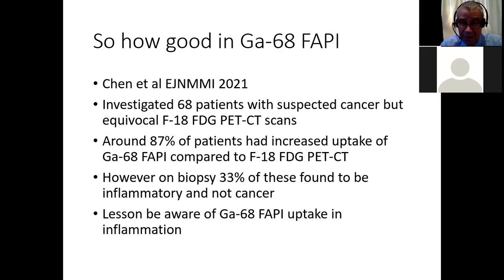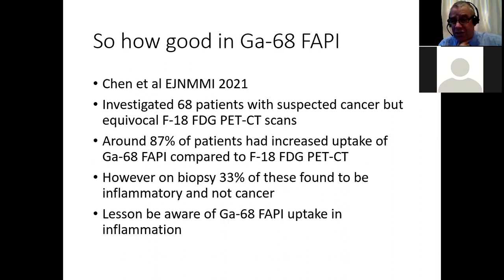However, the big problem here is that fibroblasts are deeply involved in inflammation. And FAPI was invented about 10 years ago as an inflammation agent. So you still can't rely on FAPI alone; you would still need to do a biopsy. And about a third of these patients were found to have inflammatory tissue. Not so much infection, but inflammation.